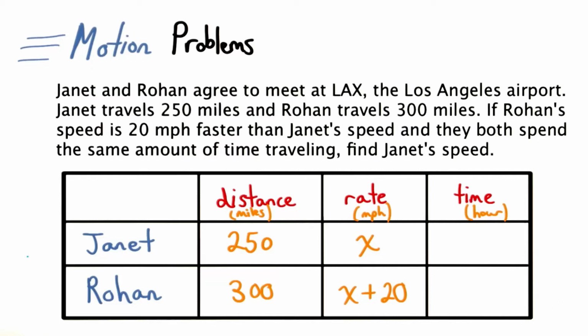All right, this is great. Now we have Janet's distance and rate, and Rohan's distance and rate. We just need to find expressions for time for Janet and for Rohan. We know that distance equals rate times time. That was the problem we saw at the beginning of this lesson.